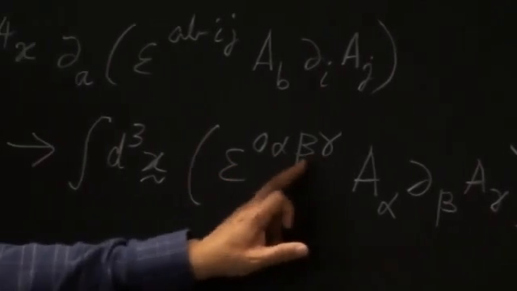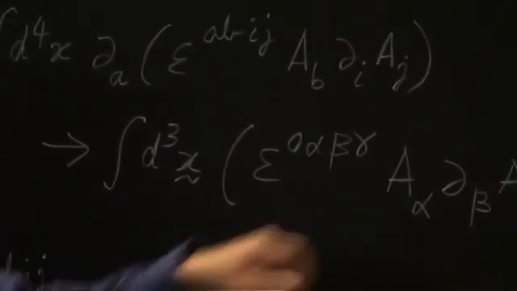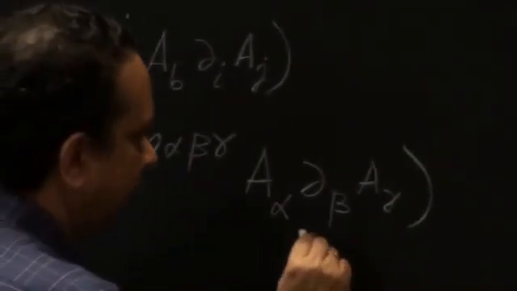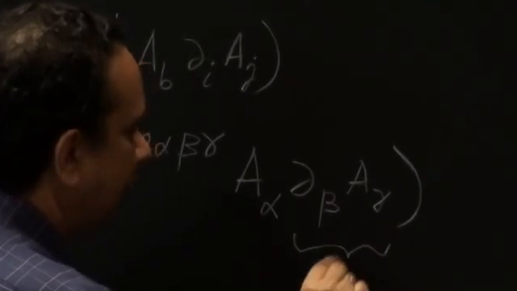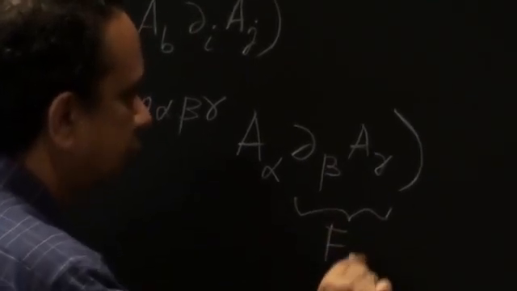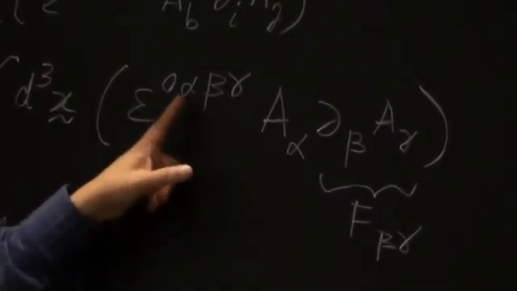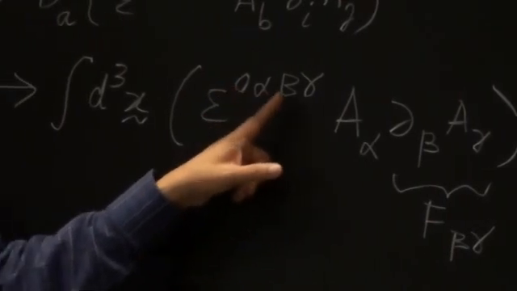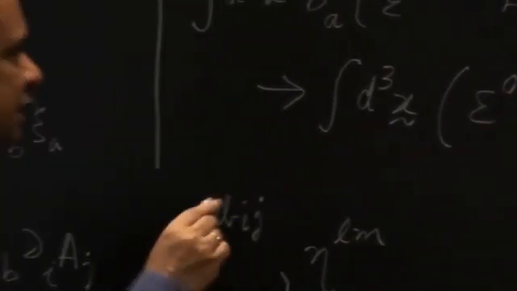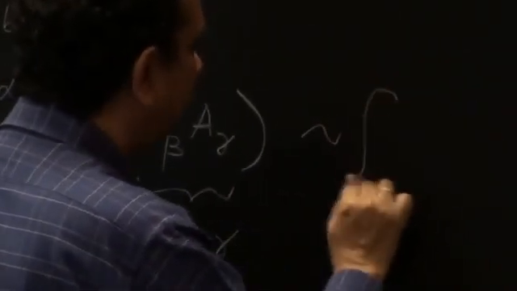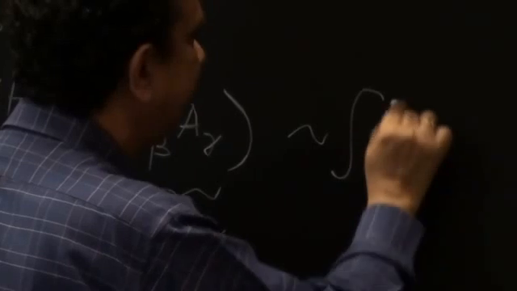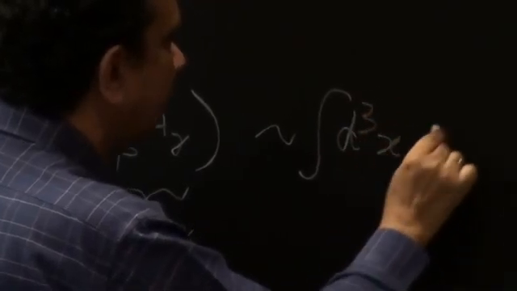Further, this is antisymmetric in beta and gamma, so this can be replaced, except for a factor which we are anyway ignoring, by F beta gamma. Now, F beta gamma contracted with epsilon 0 alpha beta gamma is essentially going to give you the magnetic field. So this is going to have a structure which is integral d3x A dot B.